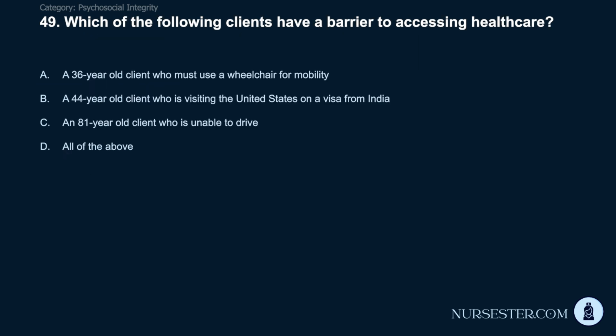49. Which of the following clients have a barrier to accessing healthcare? A. A 36-year-old client who must use a wheelchair for mobility. B. A 44-year-old client who is visiting the United States on a visa from India. C. An 81-year-old client who is unable to drive. D. All of the above. Correct answer: D. All of the above.